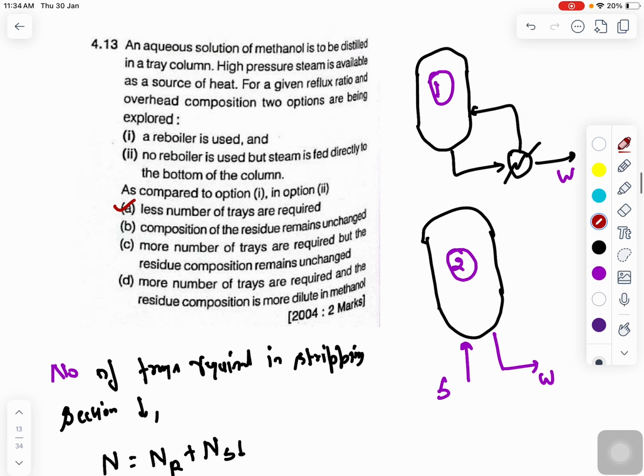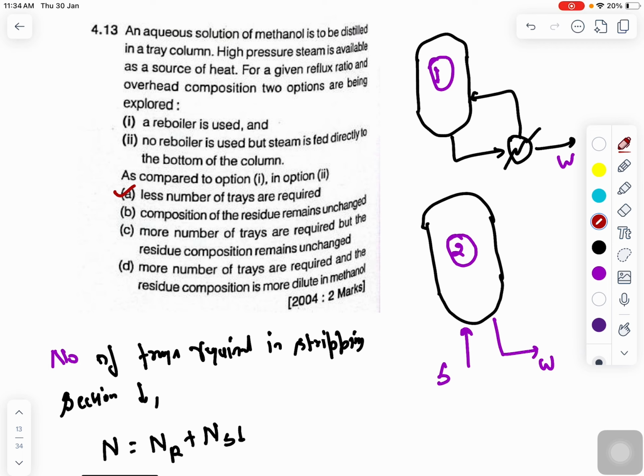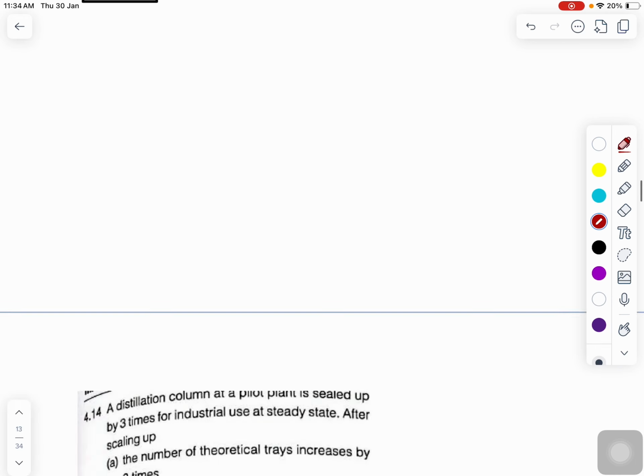Here in the options they could give you that fewer trays are required in the stripping section, and that option would also be correct. But GATE has given the option in terms of the total number of trays. That's why your option will be correct.